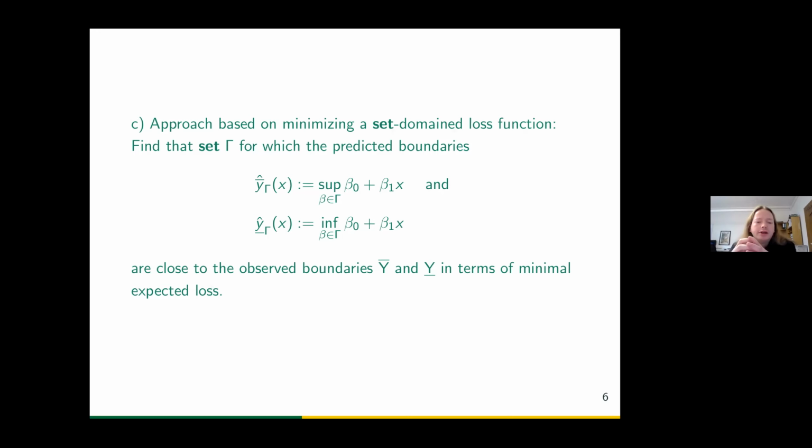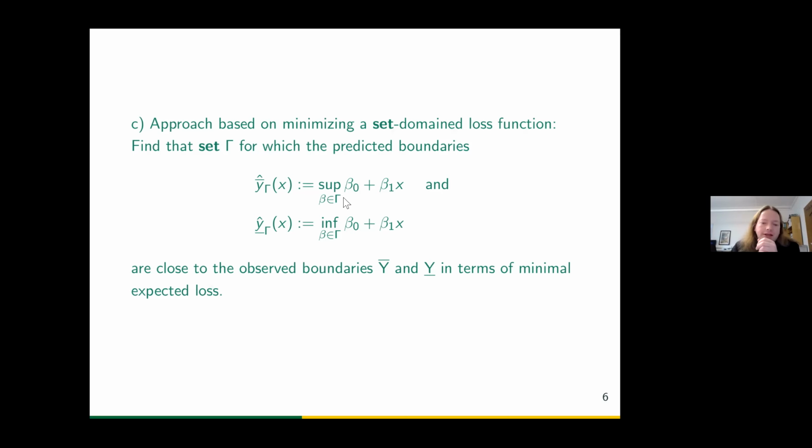And the idea is now that we directly do not look at the parameter space itself, but we look at the space of all sets of parameter vectors. And for every such set, we try to invent something. So these sets here are always called big gamma. And the idea is that we would like to find the set gamma for which the predictions made by this set and the things we observe are fitting well together.